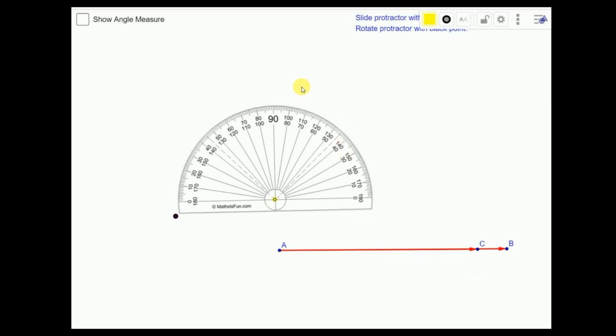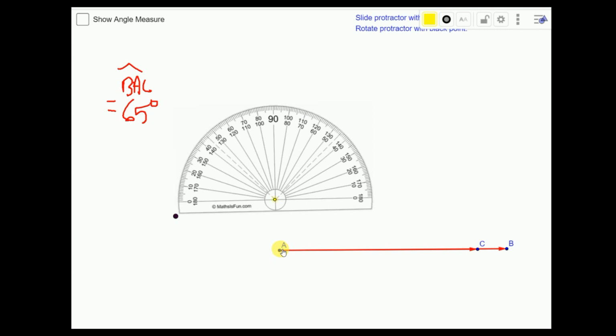Now let's learn how to draw an angle using our protractor. We will draw an angle BAC equals 65 degrees. Let's see how we draw such an angle. First, we need to look at the vertex. This angle is in fact of vertex A because letter A is in the middle.